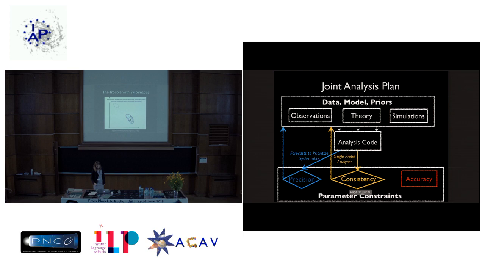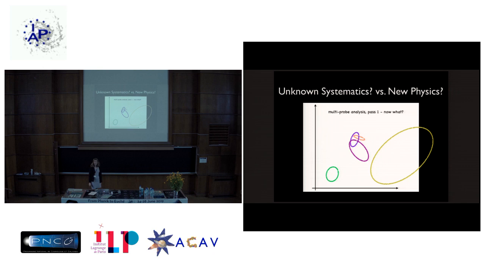Then the next step happens once we have data. Now we can look at each of our measurements at a time, perform its analysis in isolation, and look for consistency between these different measurements. That will tell us whether we have a consistent model, including all the cosmology and astrophysics. Then we might end up in a situation like this, which is where the fun begins.